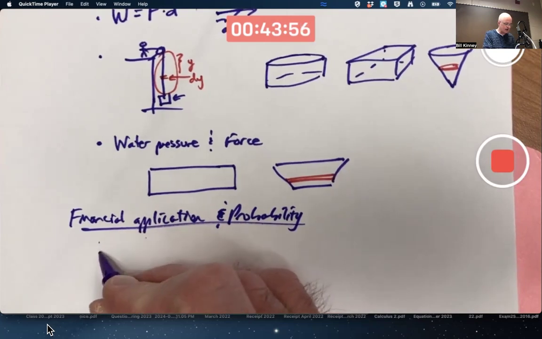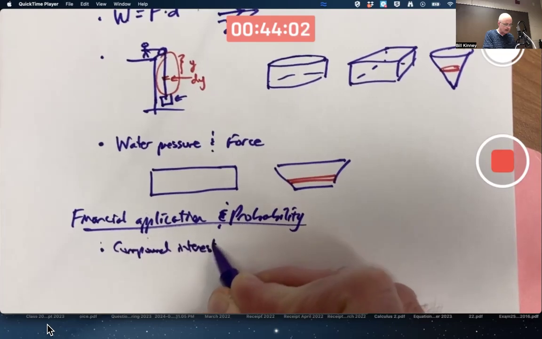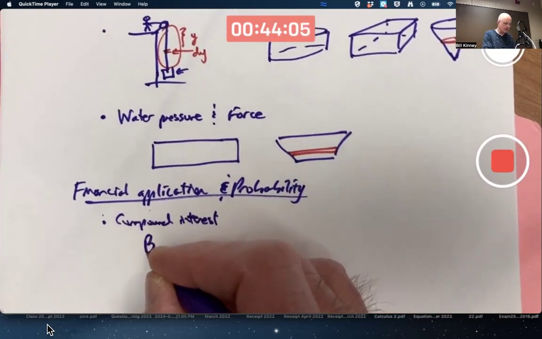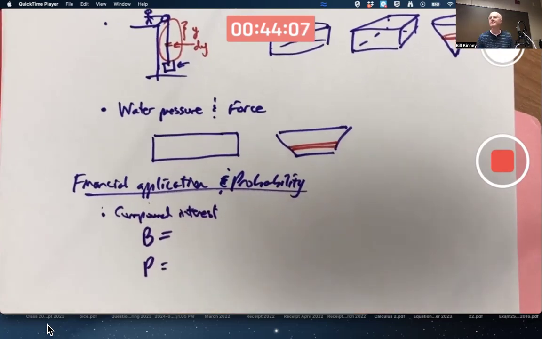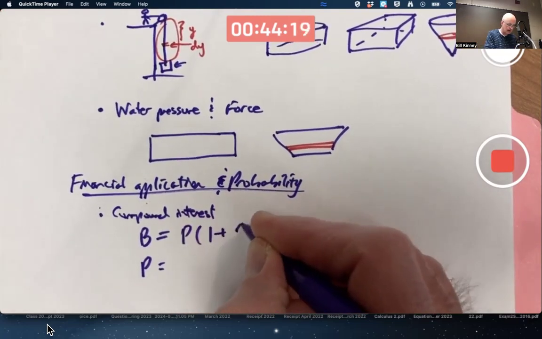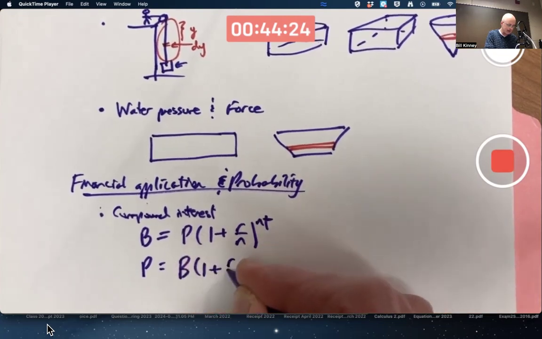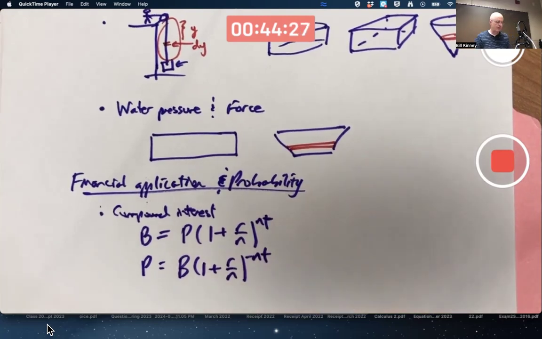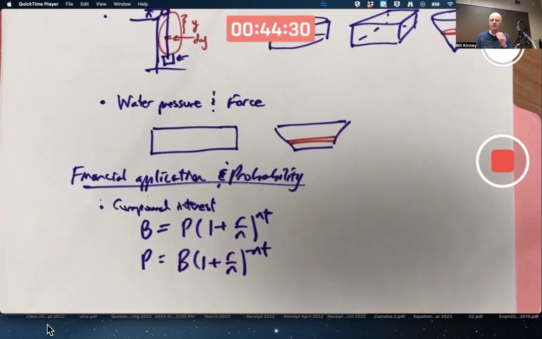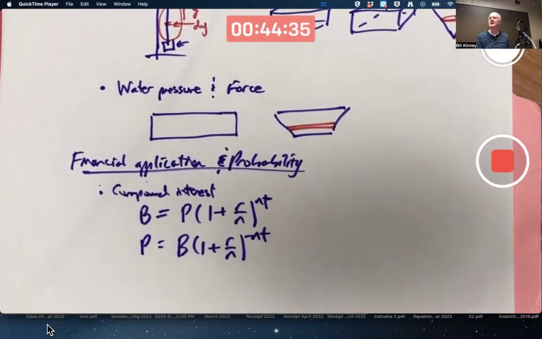The basic equations, you've got your compound interest. For future value, call it B, and present value, call it P. If you're using the standard formula, where you've got n compounding periods per year, it looks like this and like this. You just switch to go from future value to present value: you switch around the P and the B, and you also change the exponent from positive nt to negative nt.